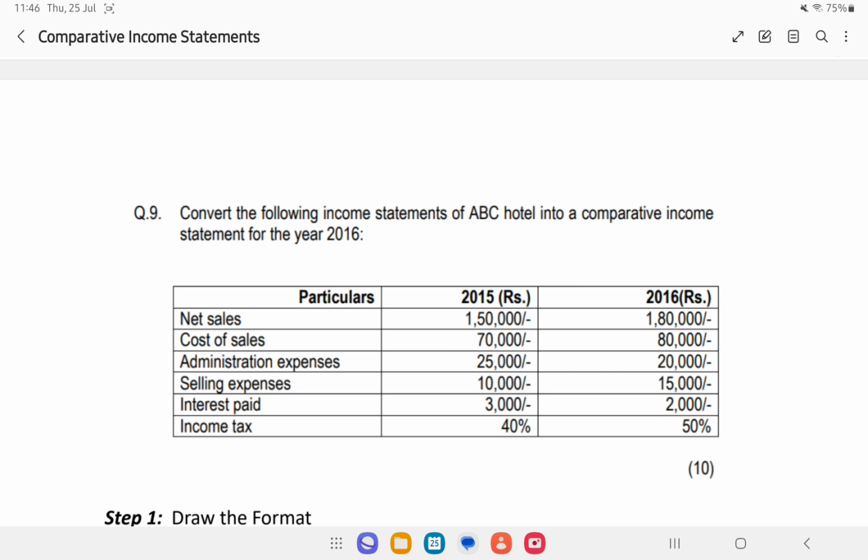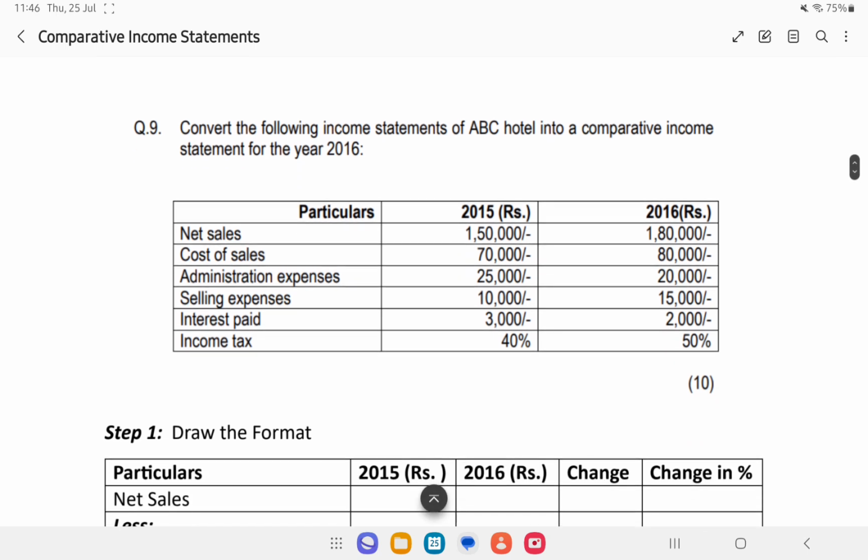After that, they have given administration expenses. What is administration expenses? Related to the office, related to the management of the business. They have spent 25,000 in 2015. In 2016, they have spent 20,000 rupees. Now see the selling expenses. Selling expenses 10,000 rupees in 2015 and 15,000 rupees in 2016. See the interest they have paid, that is given, and see the income tax.